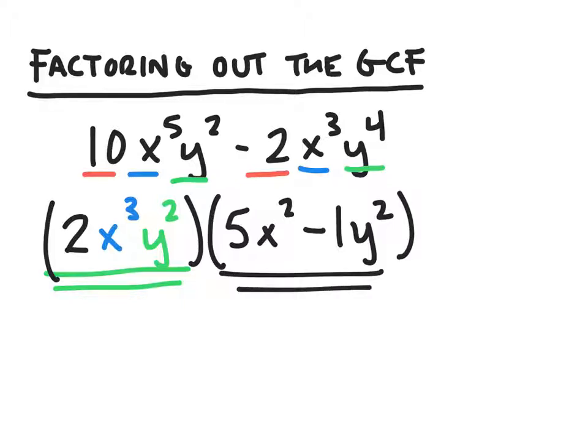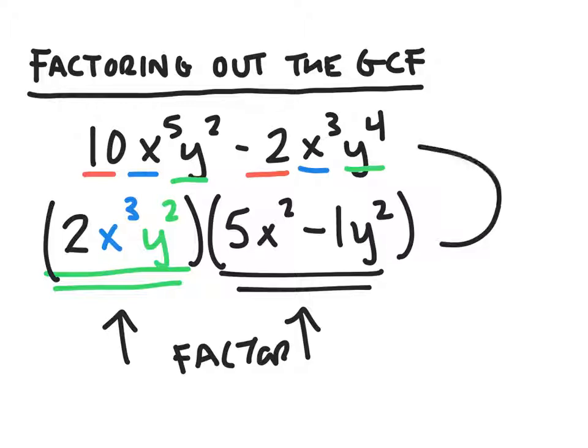These two are the factors. This is the first factor, this is the second factor. Why are they factors? Because if I multiply them together, they will give me the original term.